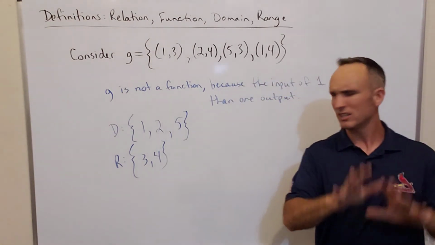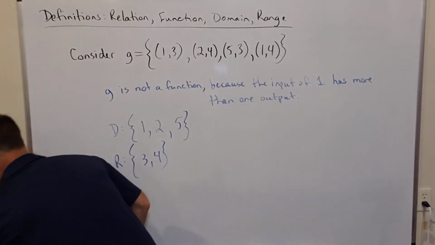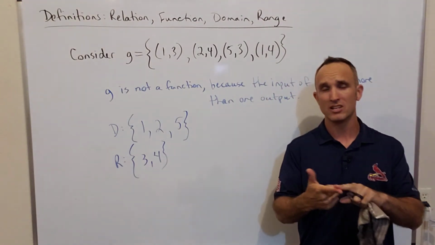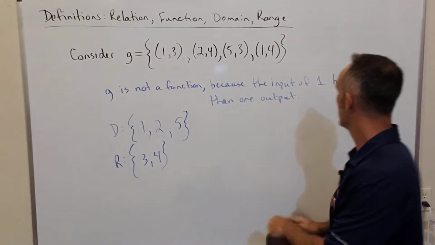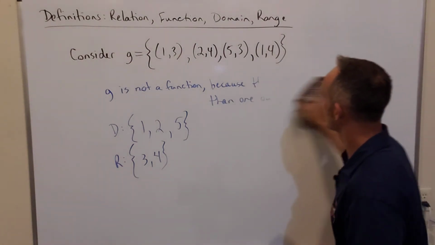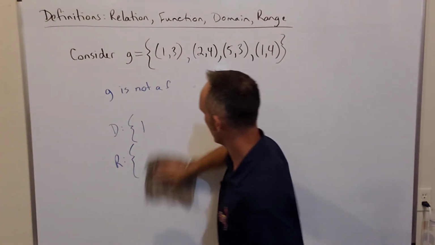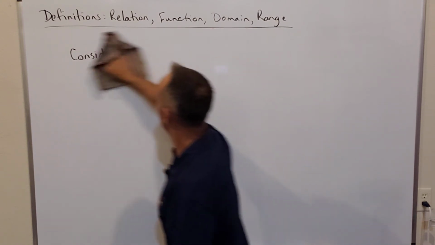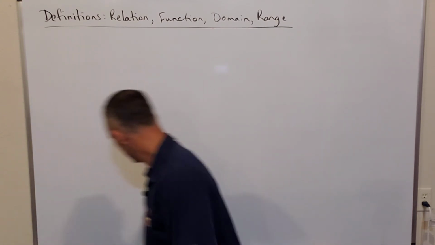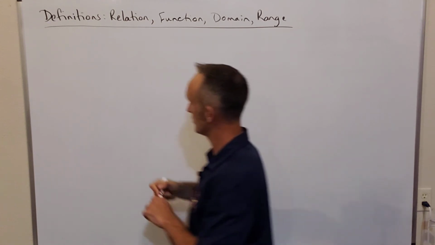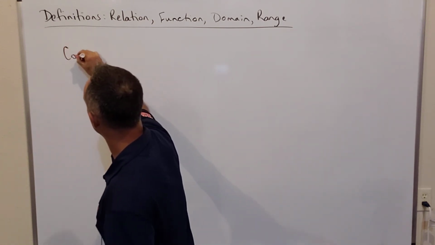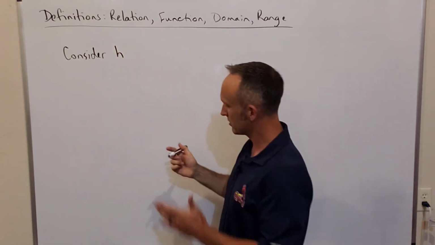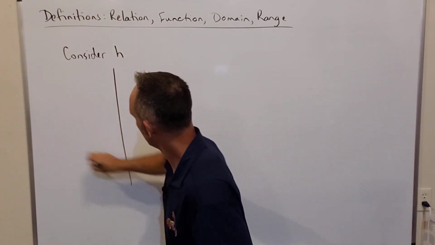Now we'll do some other examples. In fact, you know what? Let's go ahead and do something with a graph now. So we've represented relations with mappings and sets of ordered pairs. There are other ways to do it too. And one of those ways is with a graph. I'll have another video dealing with graphs and lots of graphing in algebra, of course. But let's consider this last relation, H. And so this relation is a graph.